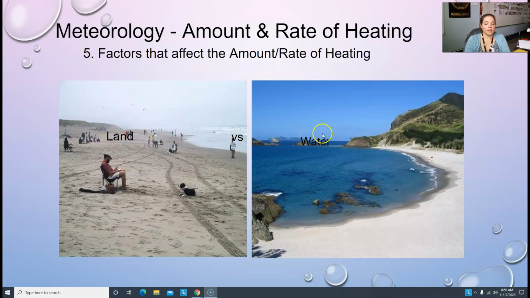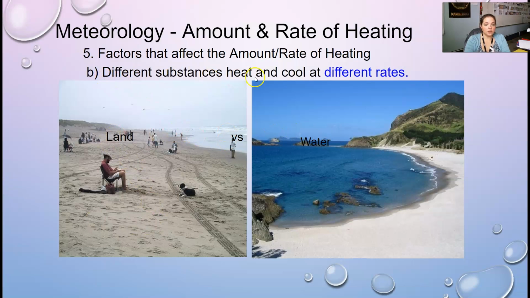What factors? Well, you've got land versus water. Different substances heat and cool at different rates. Now, how would I know this if I never told you? Well, if you look at your reference table in the specific heat section, it tells you how much energy is needed to heat something up. So look at liquid water, 4.18 joules per gram degrees Celsius. It takes 4.18 joules per gram of water to heat it by 1 degree Celsius.